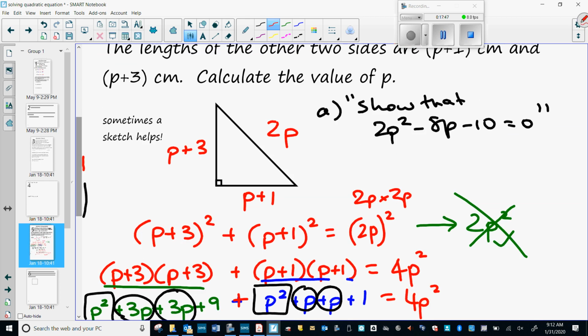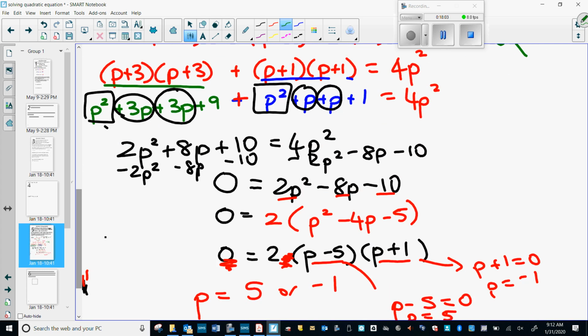We've said that this is p plus 3, this is p plus 1. Well, if p was 5, then this would be 8, and this would be 6, and this would be 10. Is that an option? Yeah, okay, so that's fine. That is good to go. We can keep that one.